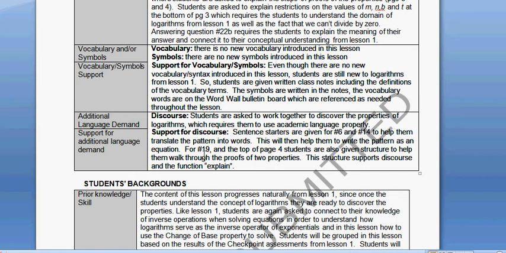And then another support I gave was for another problem. Students were also given structure to help them walk through the proofs of 2 properties. So again, it was something like, to get from one step of the proof to the other, this is why this is true. And there was a blank for them to fill in. So sentence starters can be one way to support discourse.